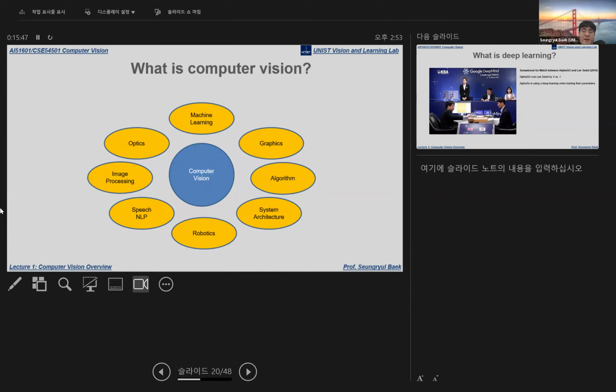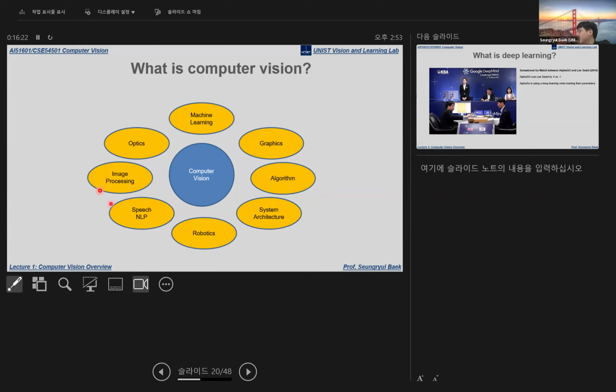And it has many intersections with other subjects like machine learning, graphics, algorithms, system architecture, robotics, speech, NLP, image processing, and optics. Because we are dealing with images or videos captured from RGB cameras or other types of sensors, in that sense, we have many intersections with image processing algorithms.